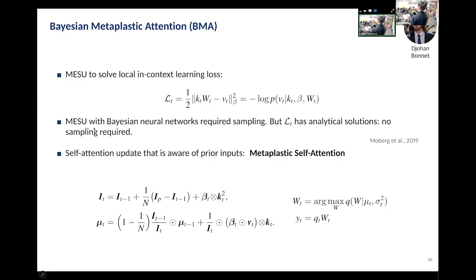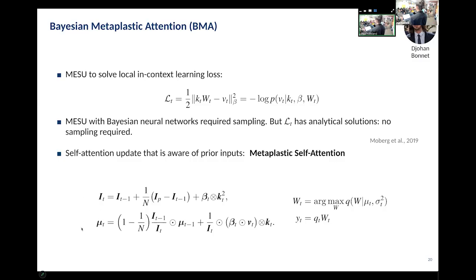The cool thing with this is that we have an analytical solution of this loss function in this probabilistic sense, and so we can derive weight updates, basically the updates to our parameters mu and sigma, just as John did for his continual learning problem, but now for self-attention. So this is why we call it metaplastic self-attention, or Bayesian metaplastic self-attention, or BMA.